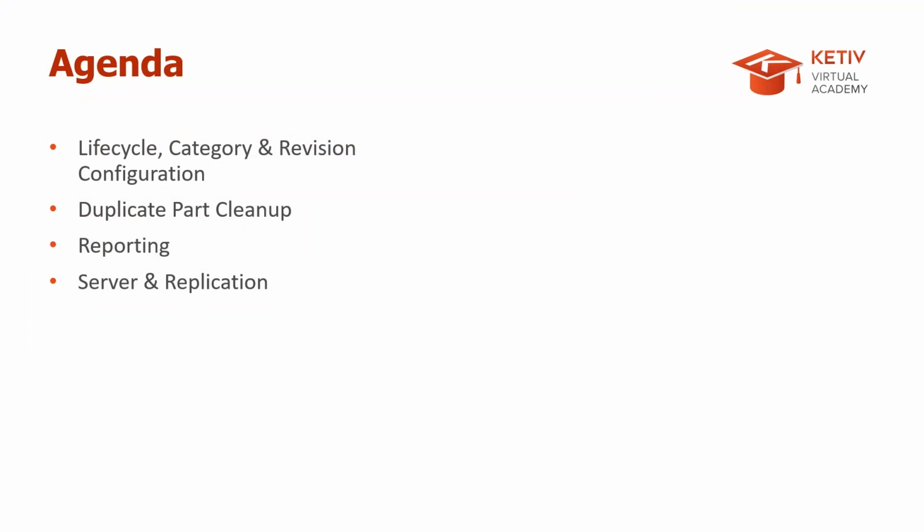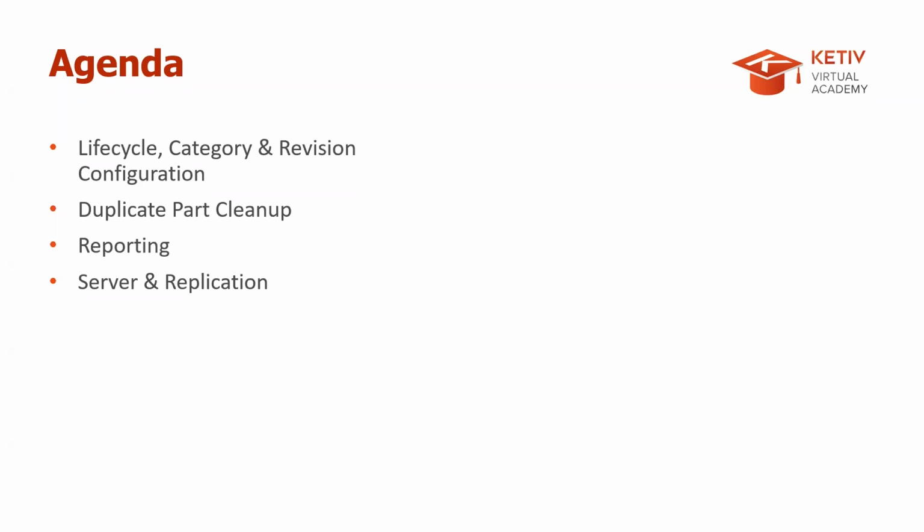Duplicate part cleanup. So this is something that was introduced in recent years with Vault Professional, not to be confused with duplicate name, which has been in Vault Professional for a while now, where you could look at the files that have the same name within Vault and kind of whittle down that list. This is more based on geometry, and we'll talk about it there.